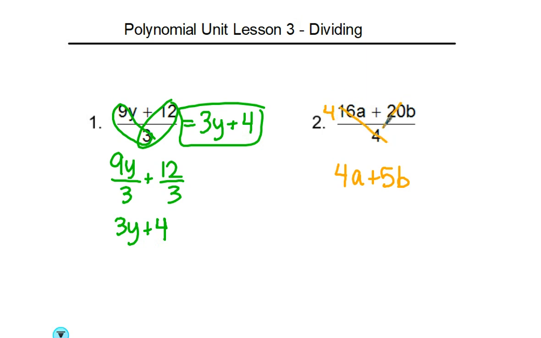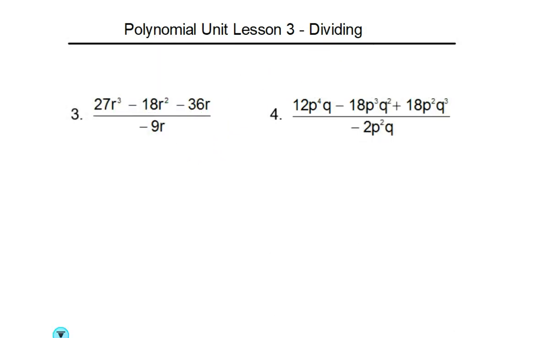And 20 divided by 4 is 5, so we're left with 4a and 5b. All right, yep, these just keep getting cuter and cuter. All right, so let's talk through this first one.